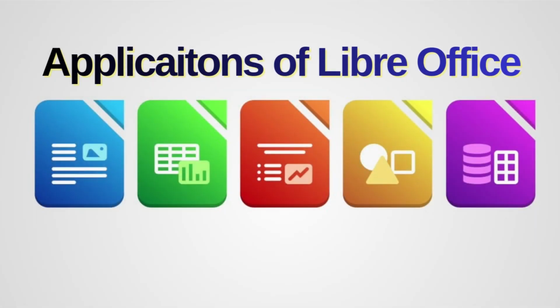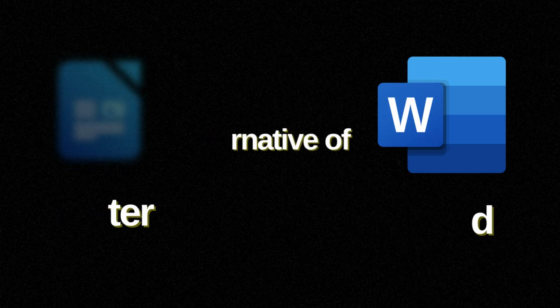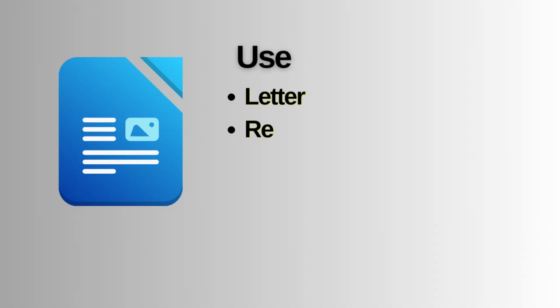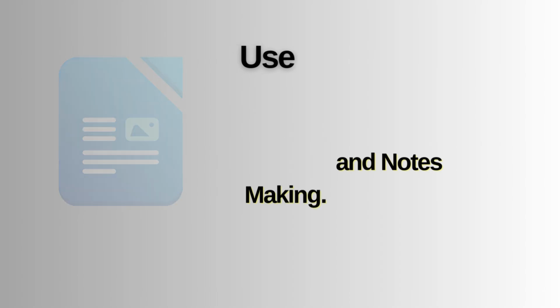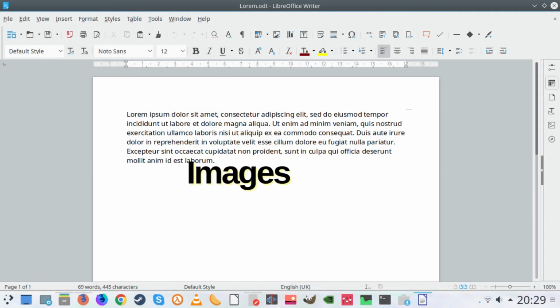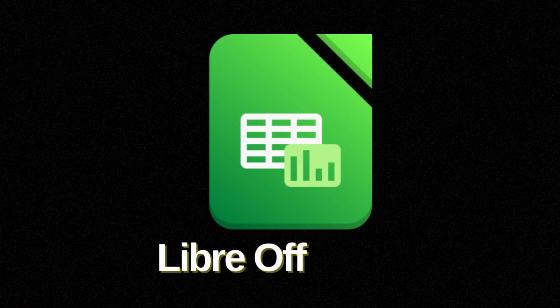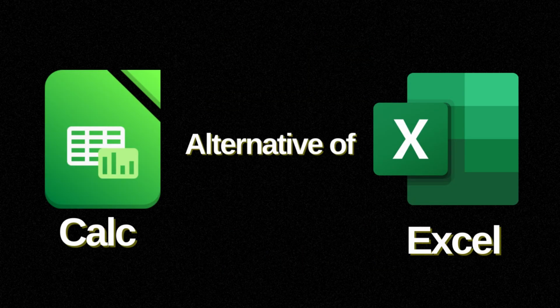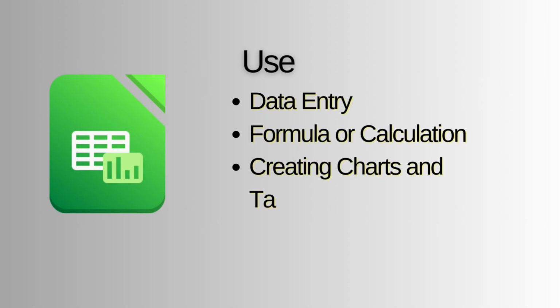LibreOffice applications. The first application is LibreOffice Writer. LibreOffice Writer is an alternative to MS Word. We use it for creating letters, resumes, projects, and notes. The formatting, images, and tables are exactly like MS Word. The next application is LibreOffice Calc. LibreOffice Calc is a spreadsheet application, which is an alternative to MS Excel. We use it for data entry, formulas and calculations, creating charts and tables.